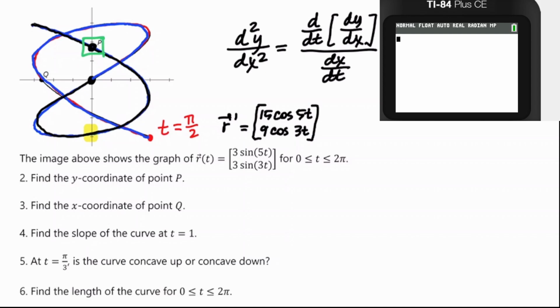What we're going to do is we're going to say, and do you think I am going to plug these into y1 and y2 though? So x prime is going to be y1, 15 cosine 5t. Then y2 is going to be y prime of t, 9 cosine 3t.